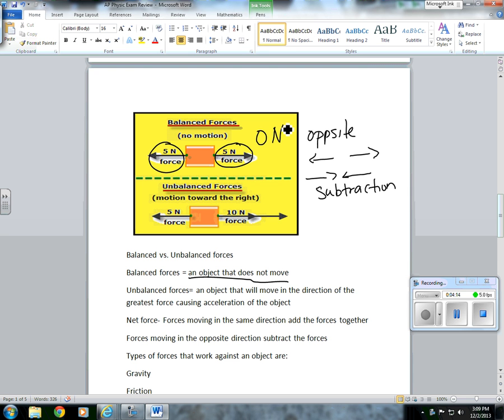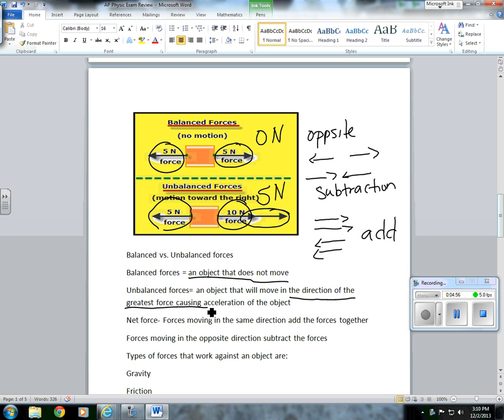If the objects go in the same direction, so either they push together to the right or to the left, or they pull together to the right or to the left, we add those numbers. So on this second one, we have an unbalanced force because we have 5 newtons going to the left and 10 newtons going to the right. 10 minus 5 means there's a net force of 5 newtons. And it will go in the direction of the greater force. 10 newtons is greater than 5 newtons, so it will move to the right. So again, an unbalanced force will move in the direction of the greatest force that's acting upon that object.